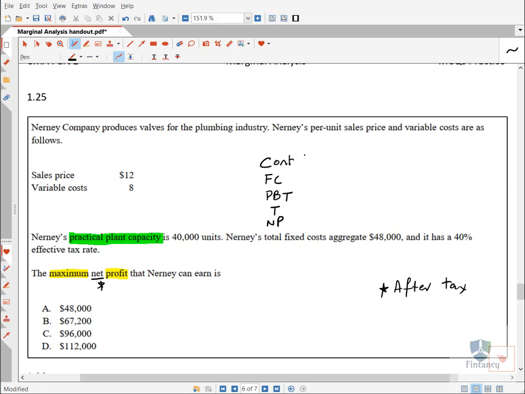Okay, so contribution will be 12 minus 8 multiplied by 40, right? Fixed cost is already given, 48,000, and the tax is at the rate of 40%. So like this, when you solve it, you should get B. Many of you already wrote B in the chat box. I like it. Very nice.